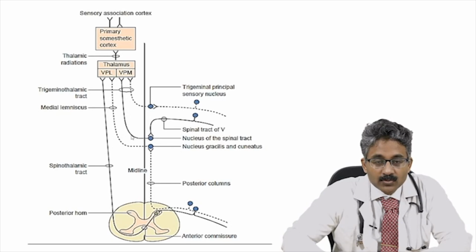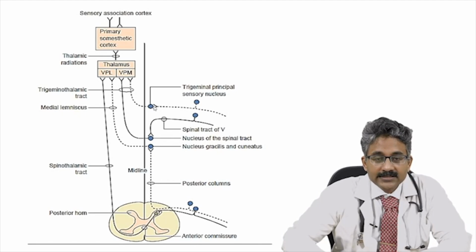They cross to the opposite side and then ascend. Similarly, the fibers carrying fine touch from the face synapse in the fifth cranial nerve general sensory nuclei. From the general sensory nuclei, the fibers cross and go to the thalamus. From the thalamus, the fibers are projected to the sensory cortex of the brain. So these are the sensory tracts of the body, including the face and the body.